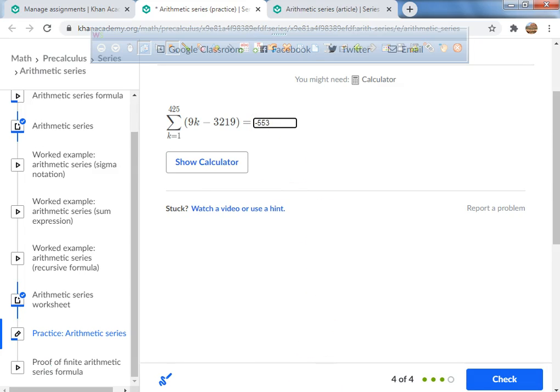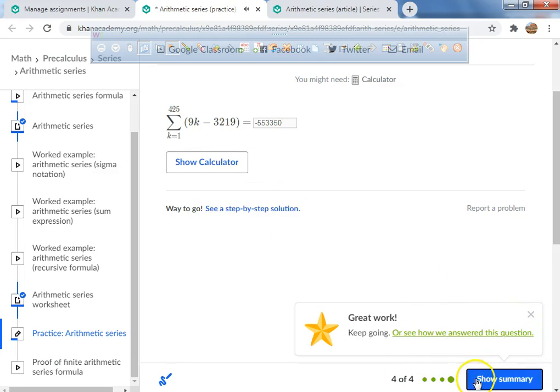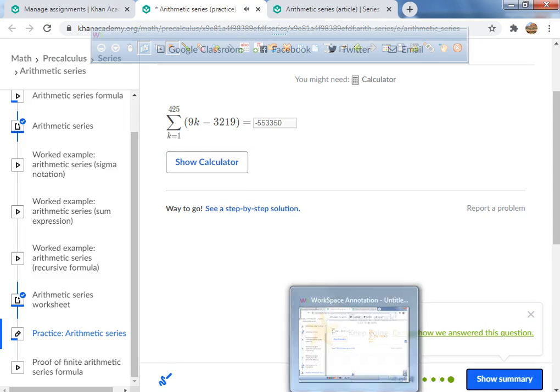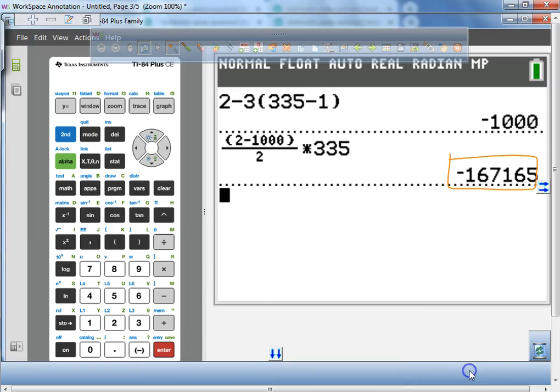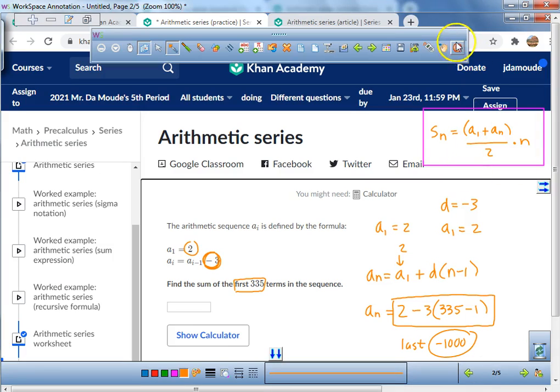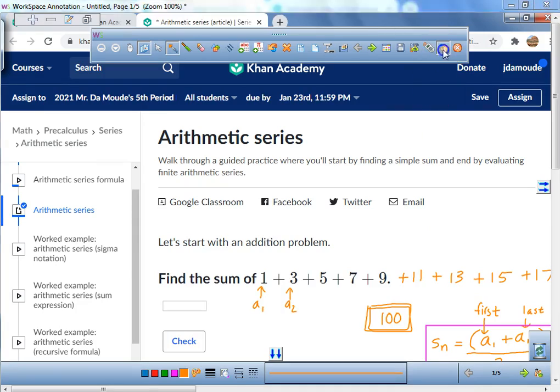Let me look back at it real quick. 350. All right. So on that one, this is using sigma notation, so that'll be pretty easy. So what are the most difficult ones to do? The most difficult ones are when you have to find how many terms there are.